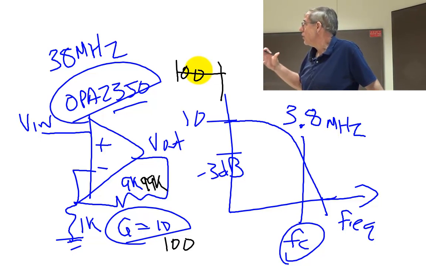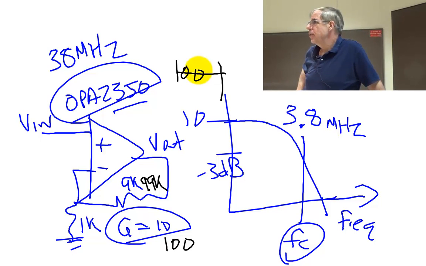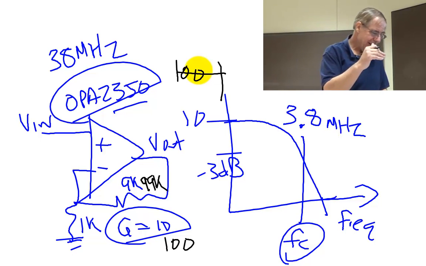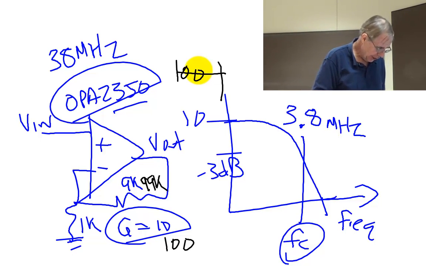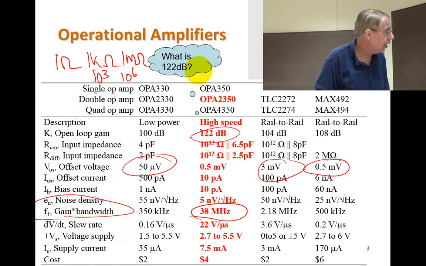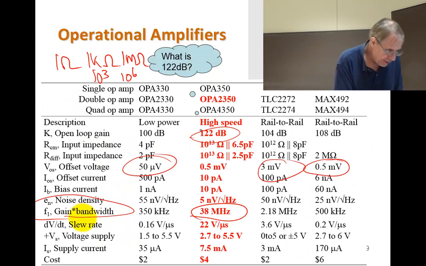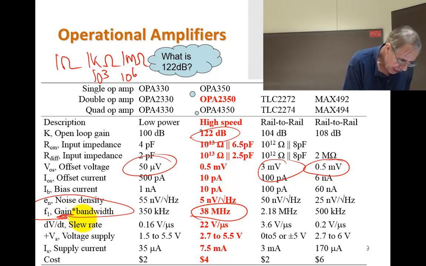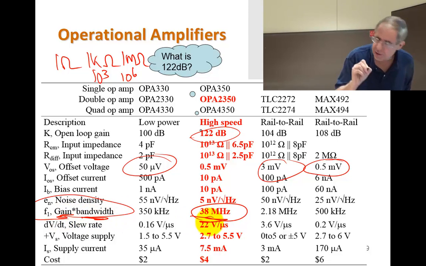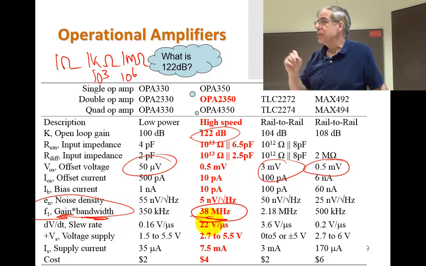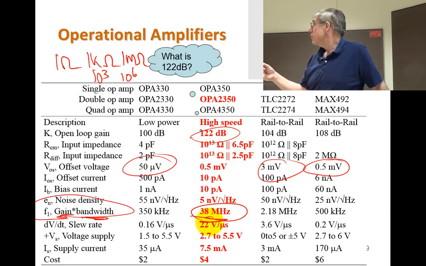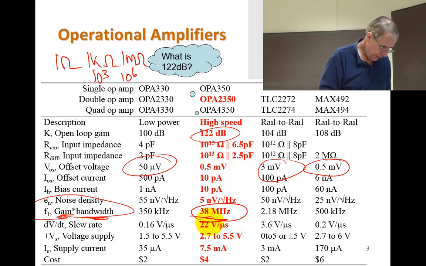What's going to happen if I increase the gain in this circuit? So I wanted 100, I didn't want 10. Frequency will increase. No, I didn't increase. Look at the formula. Okay, the gain times the bandwidth is a constant. So if I increase the gain, what's going to happen? It's going to decrease.